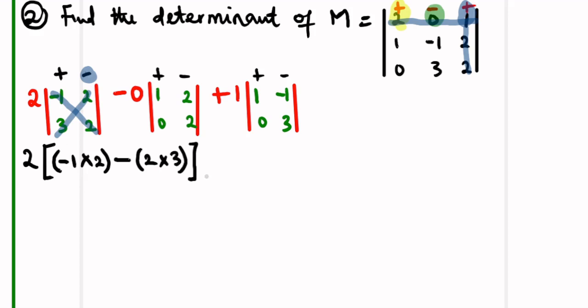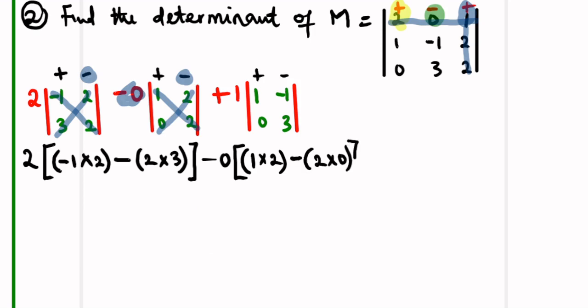So we'll move to the next element here, which is minus 0. So let's form a bracket. Now for the first diagonal of this element, we'll have 1 times 2. Then minus the second diagonal. The second diagonal is 2 times 0. So we'll have minus 2 times 0. Now let's close this bracket.